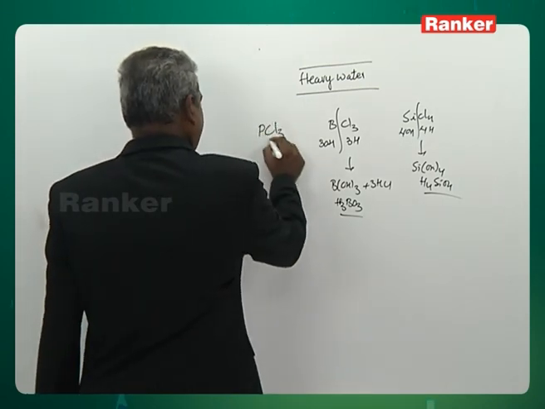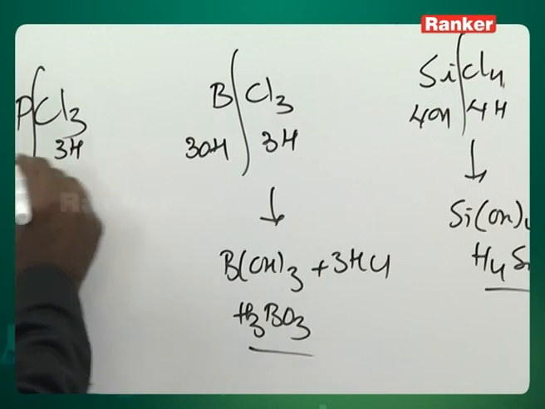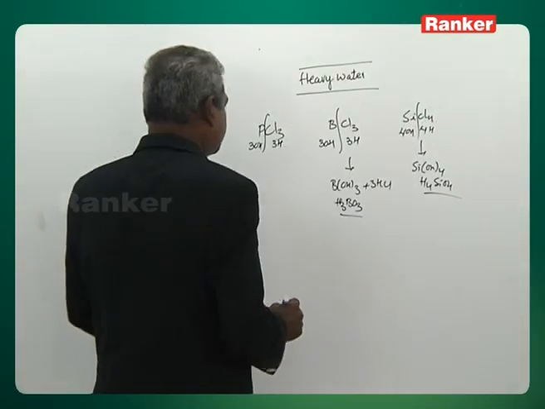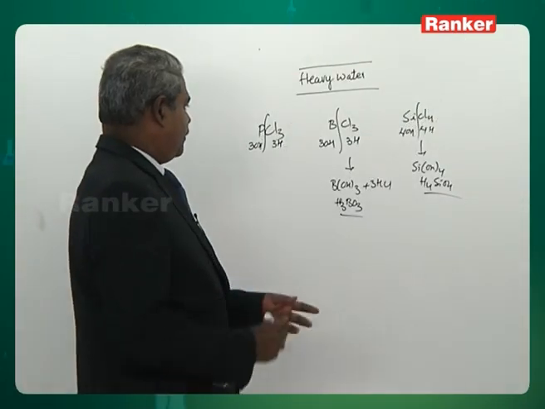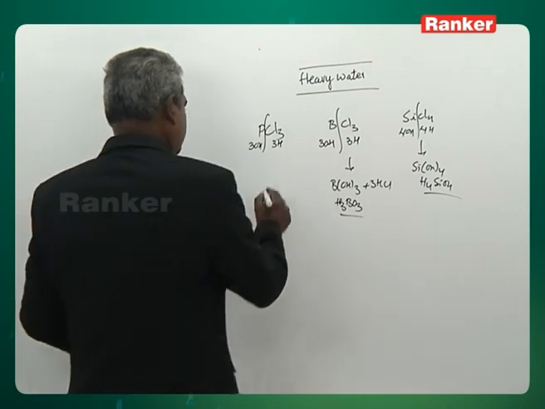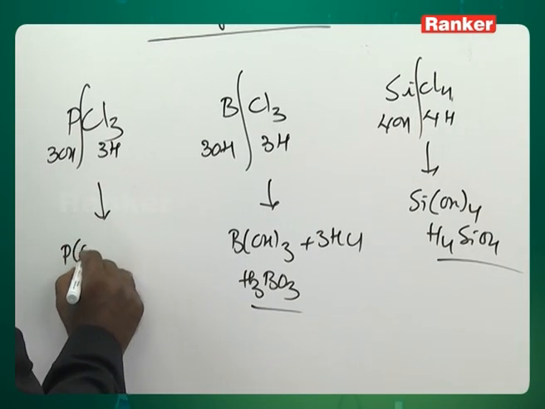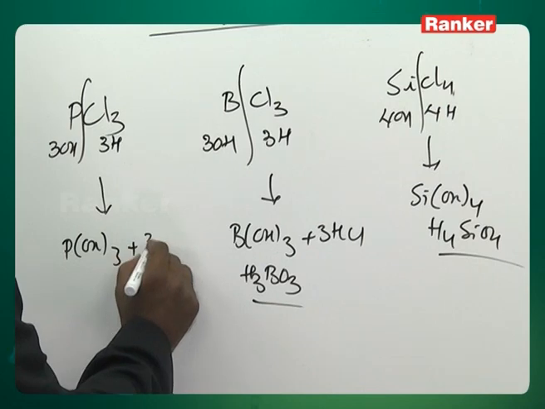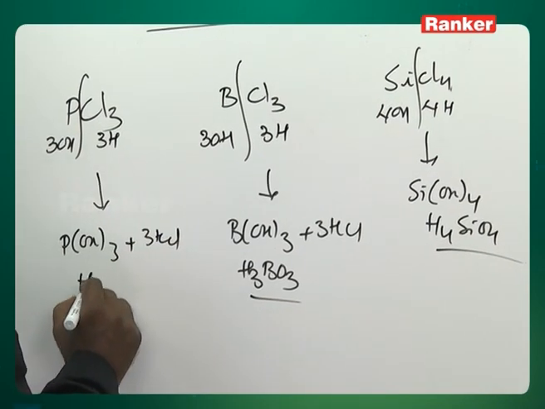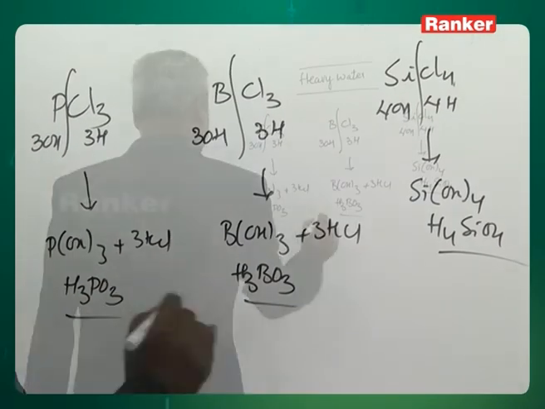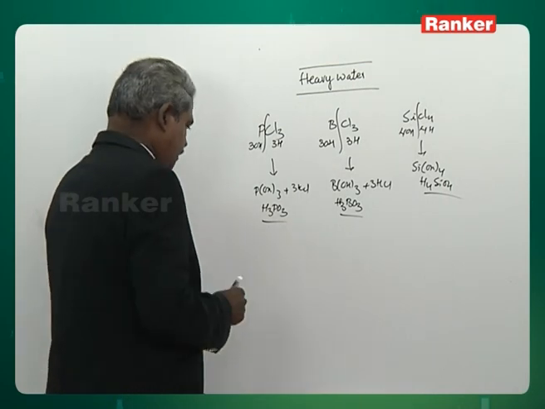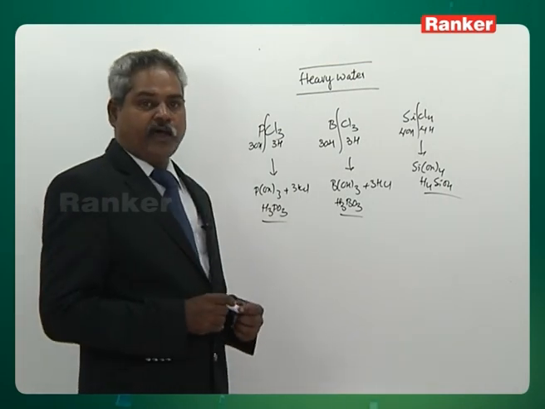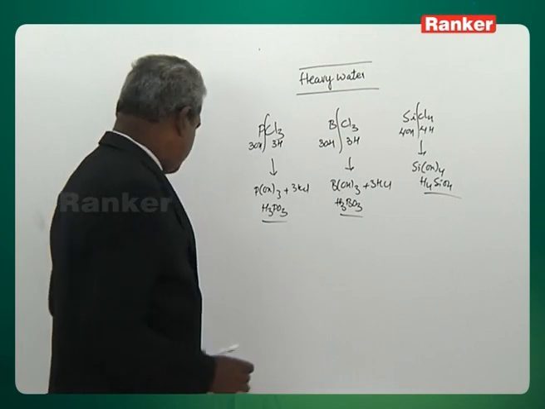PCl3, break the bond, 3H, 3OH. Why am I using 3? You should know I am breaking 3 bonds. P(OH)3, 3H here, H3PO3. In some cases like PCl5, you will be getting 5OH.